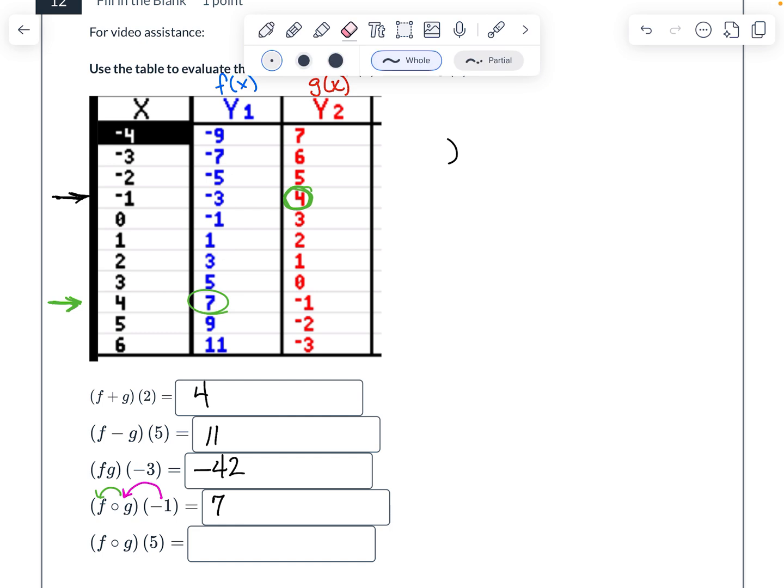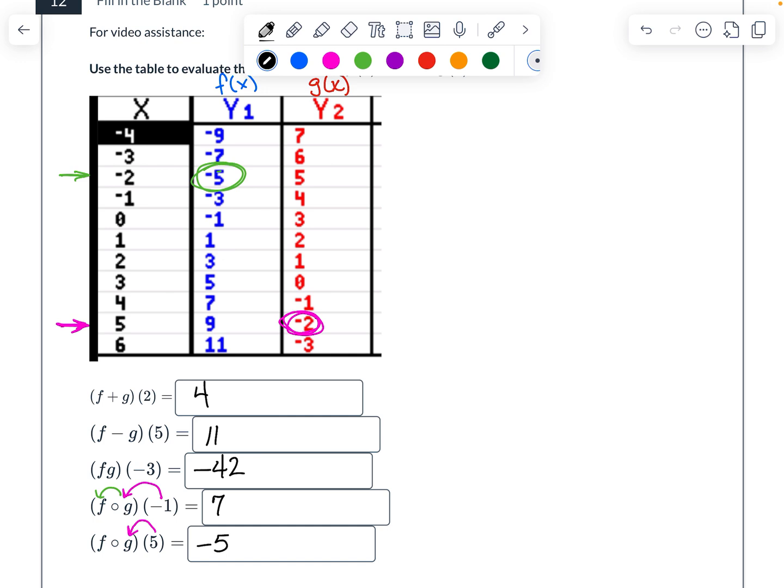So let's try that again. Okay, for the next one, we are going to do g of 5. So we're going to go to the 5, and we're going to go to g. G happens to be negative 2. And then we're going to go to negative 2. And we're going to look at the f. So the answer is negative 5.